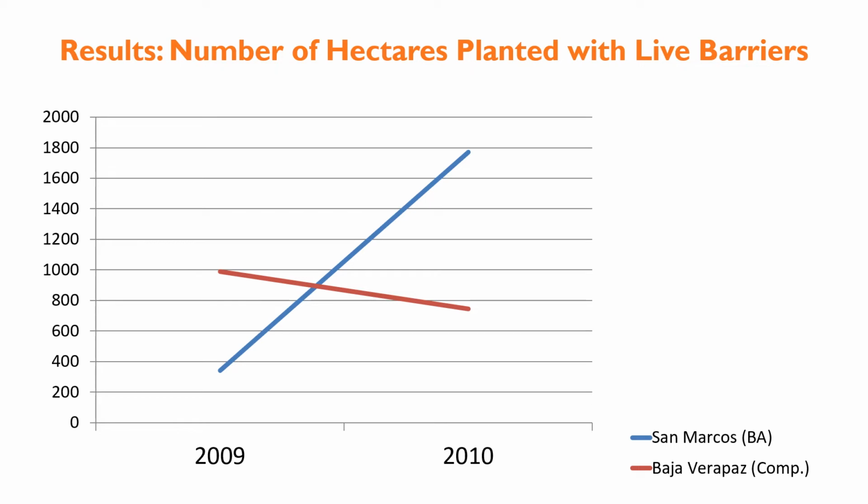In terms of adoption of the behavior, measured in terms of hectares planted with live barriers, adoption in San Marcos, where barrier analysis was used and applied, the blue line, increased by 4-fold in 1 year. Adoption in Baja Verapaz, where they did not apply barrier analysis, the red line, business as usual, decreased by 25% that year. Focus groups with staff also found that it really changed how they thought about behavior change, their role in it, and the usefulness of this sort of data.